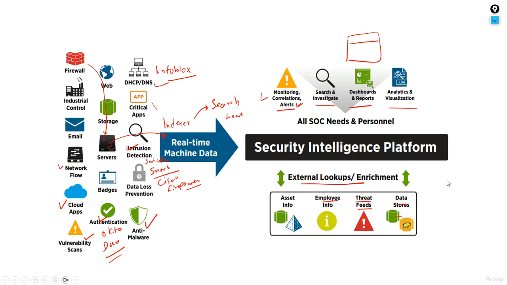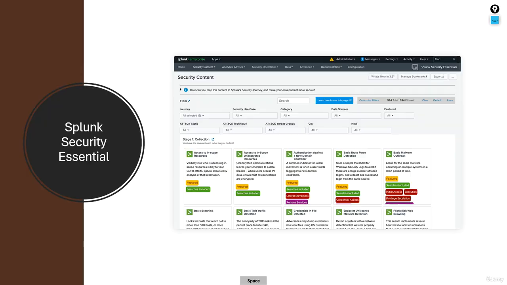Now next, let's talk about some of the core components for SOC. The first important thing is the Splunk Security Essentials. This is basically an app which is available on the Splunk Marketplace, or you call them apps basically. Just like on our mobile we can install external apps from the Play Store or App Store, we can even do that with Splunk.